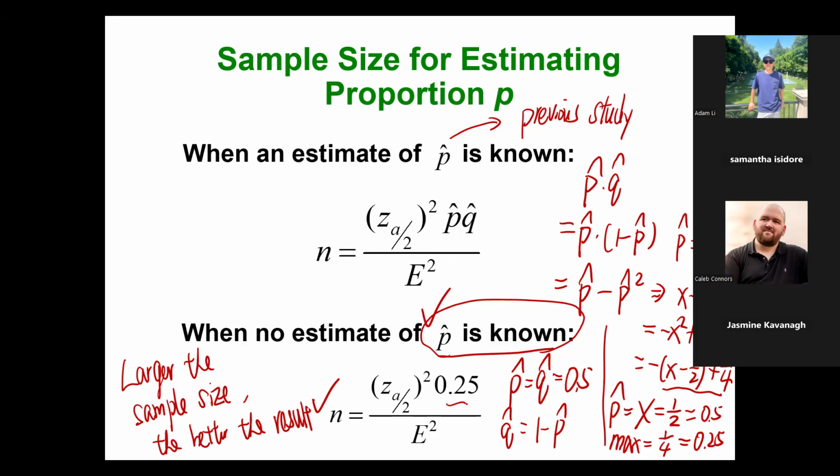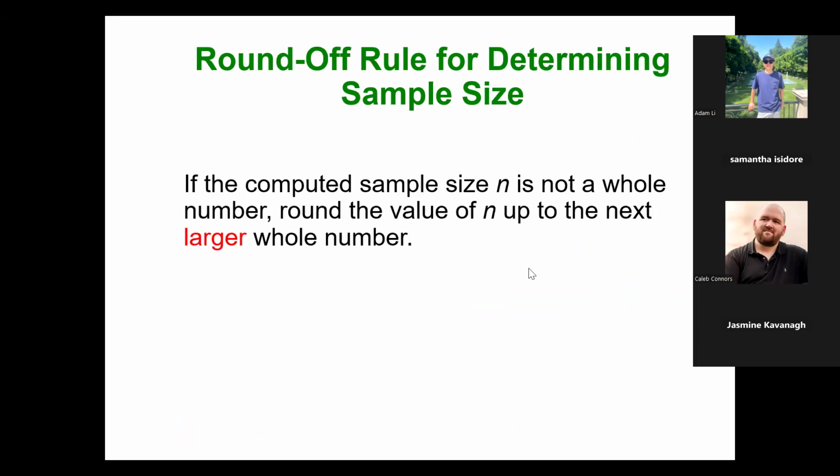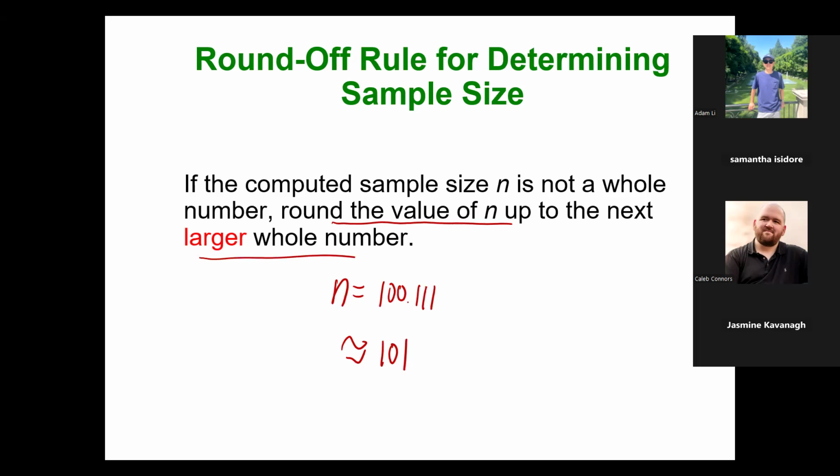Right. And that's the rounding rules for the sample size. Let's say you get a sample size of 100.111, and you're going to round up to the next whole number, 101. So the rounding rule is always round the decimal number up to the next larger whole number. So if n is, let's say, 100.0001, you're still going to round up to 101. This is basically the rounding rule.